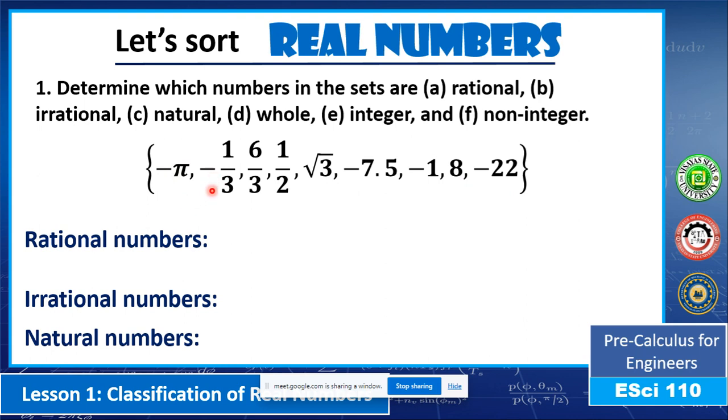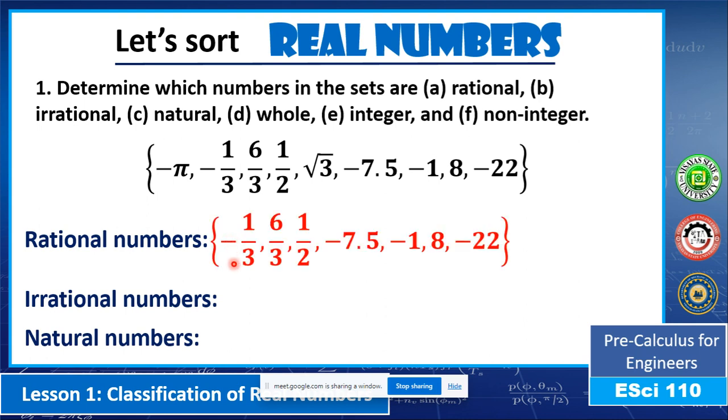How about negative 1/3? Negative 1/3, of course, this is a ratio of two integers, 1 and 3, only on the negative side. So it's still part of the rational numbers since negative numbers are part of rational numbers, based on what I have shown to you in the summary. So therefore, the set of rational numbers for this given example are these.